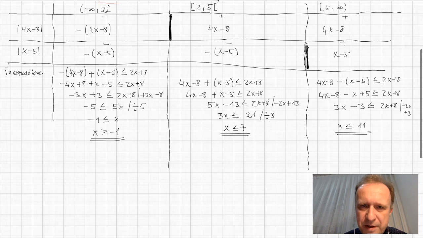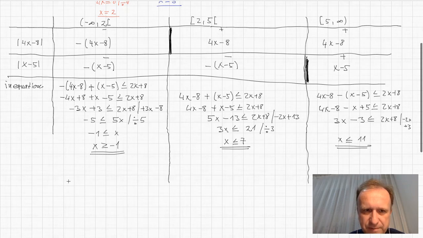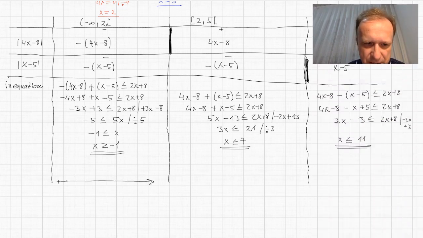I'm saying preliminary, and the reason for that is that we need to do something before concluding what the truth sets on each interval are. And the thing that we need to do is to draw the number line for each case.